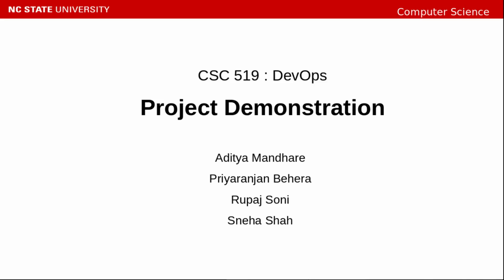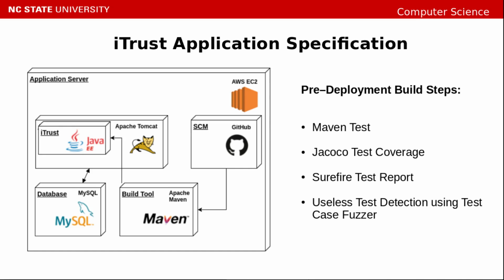Hi, in this video we will demonstrate the work done in our DevOps course on two applications, iTrust and Checkbox.io. iTrust is a Java web application which uses a MySQL database and is hosted on a Tomcat server. We use Maven to build the application and run the test suite. The pre-deployment stages also include analyzing the test coverage and finding useless tests.